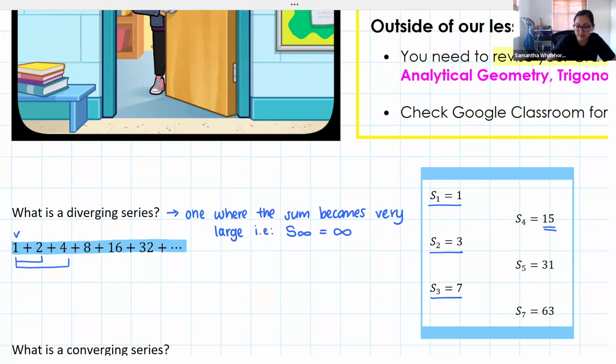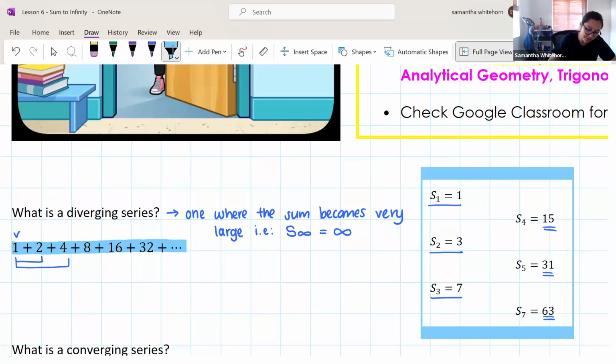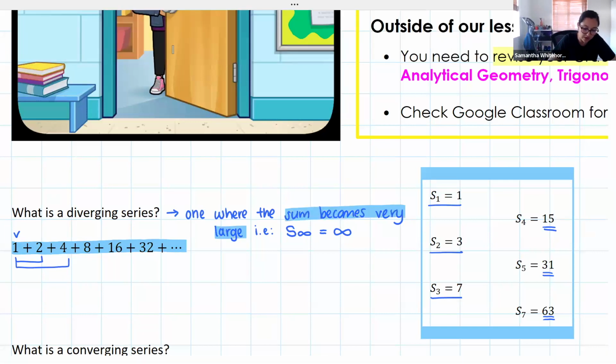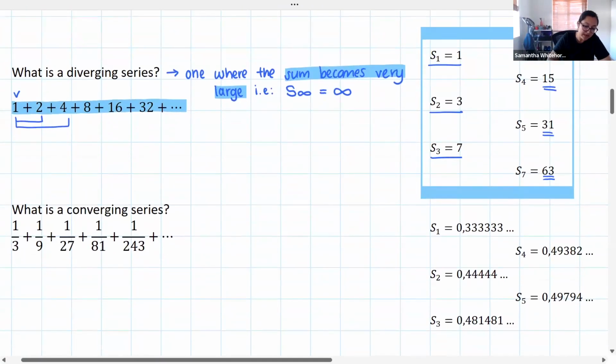And hopefully what you start to see is that these sums just keep getting bigger and bigger and bigger. And that trend will continue as we add more terms. And so this is exactly what I said here. Our sum becomes very large. So that's a diverging series. It's not really one that we talk about a lot. We focus more on converging series, but there are actually two types of series when we get to geometric series, either converging or diverging. Like I said, this is not the one we use the most, the converging is, but it is useful to know the difference. Okay, so with that being said, does anyone know what a converging series is?